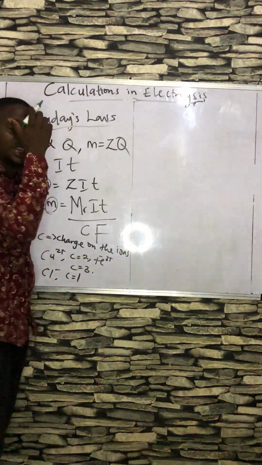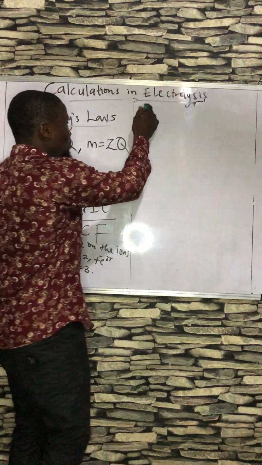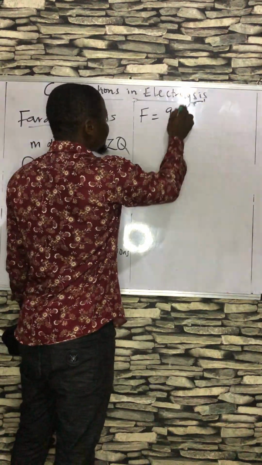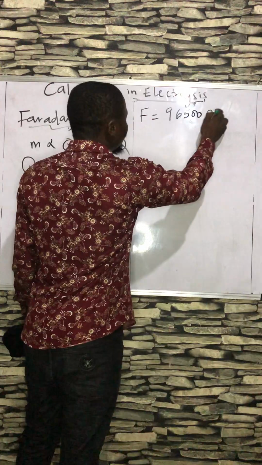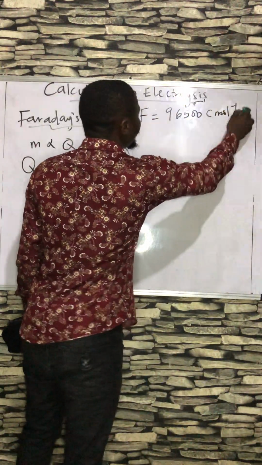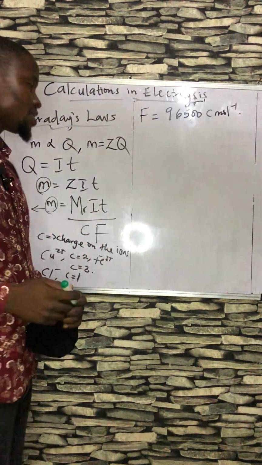And this F is Faraday's constant. Faraday's constant, which is what? Which is 96,500 coulomb per mole. Faraday's constant.